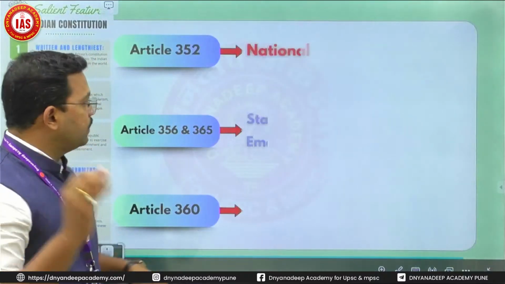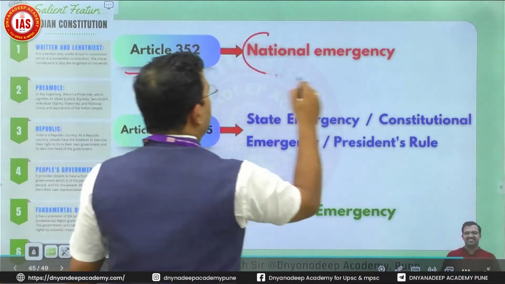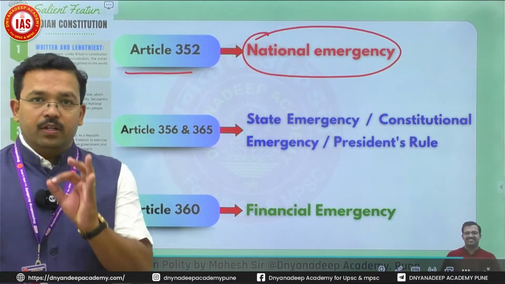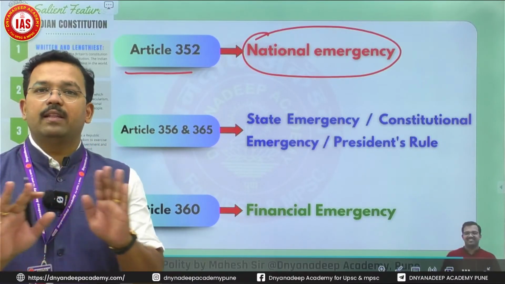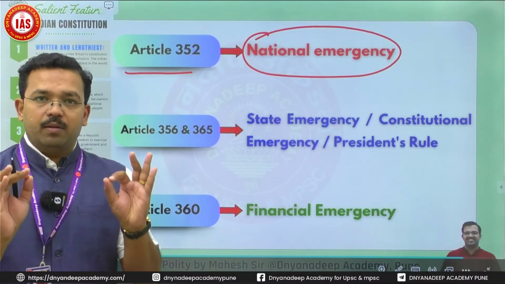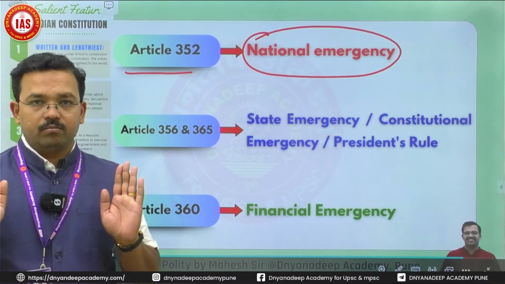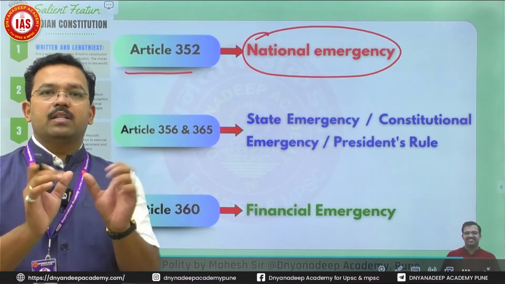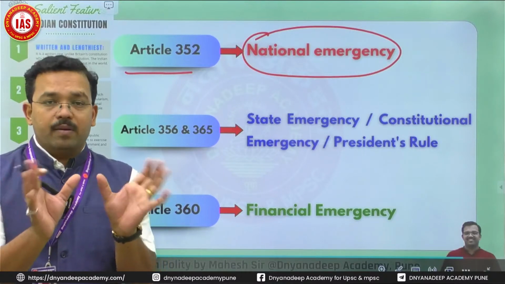We have three types of emergencies. First is Article 352, national emergency. But a very important fact: the word national emergency is not used anywhere in the constitution. I repeat once again, the word national emergency is not used anywhere in the constitution. In Article 352, the words used are proclamation of emergency and not national emergency.